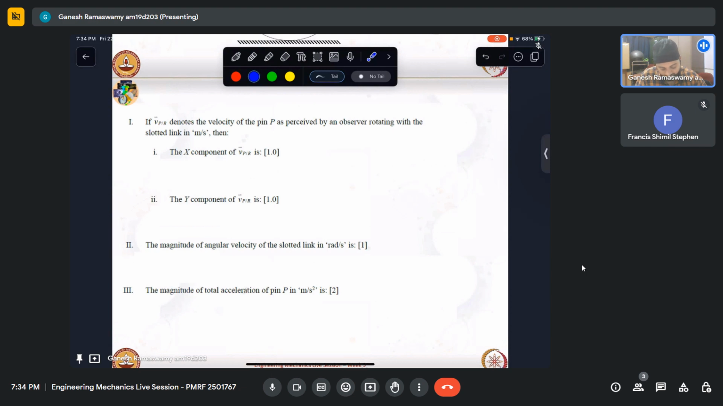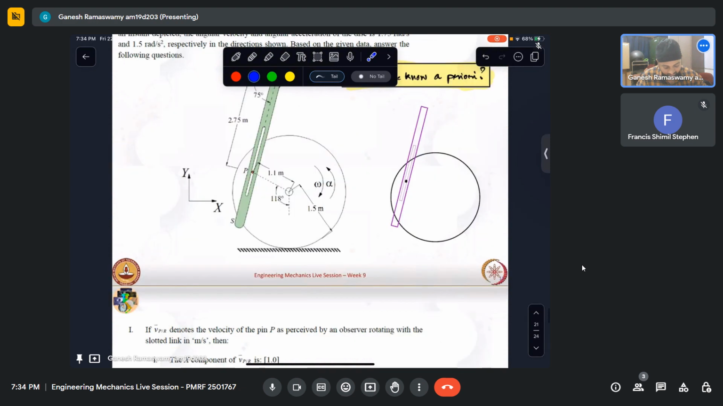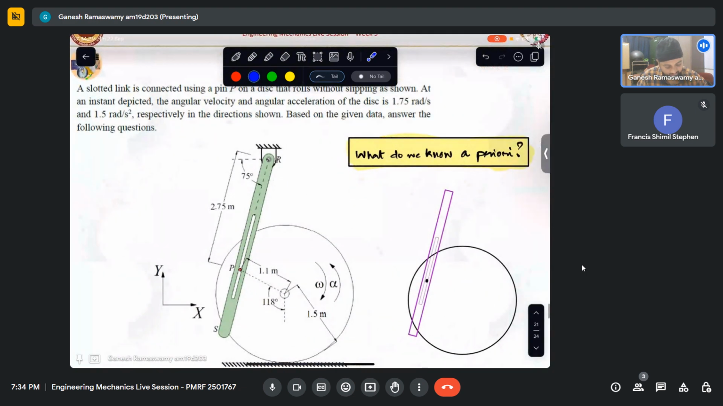Velocity of p with respect to r denotes the velocity of pin p as perceived by an observer rotating with the slotted arm. Then what are its x and y components? So the magnitude of angular velocity of the slotted link, acceleration of pin P is what is asked. Okay, so let us see this.